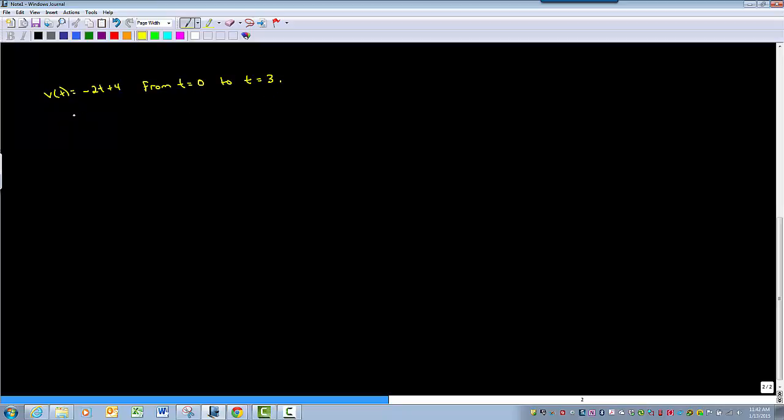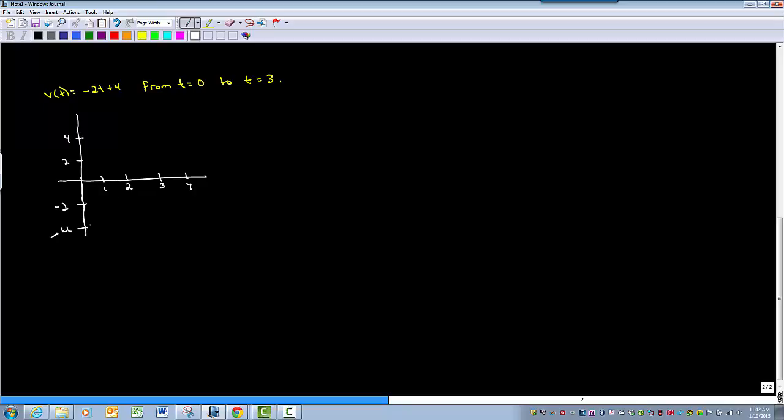Well, let's take a look at this velocity function. If I graph the velocity out, I would start out at a height of 4. I would have a slope of negative 2, which means I should hit over here at 2. So here's 1, here's 3, here's 4, so on and so forth. Let's go down a little bit. Here's negative 2, positive 2, and negative 4.